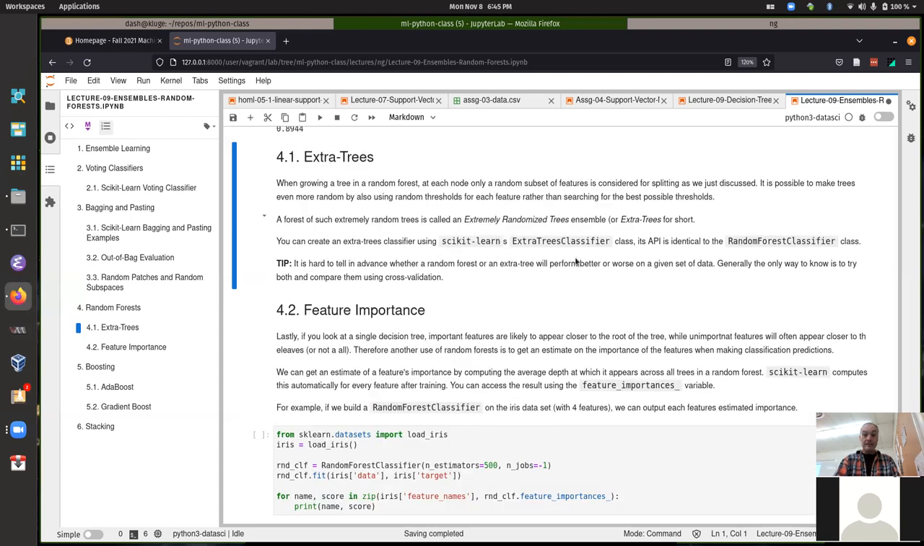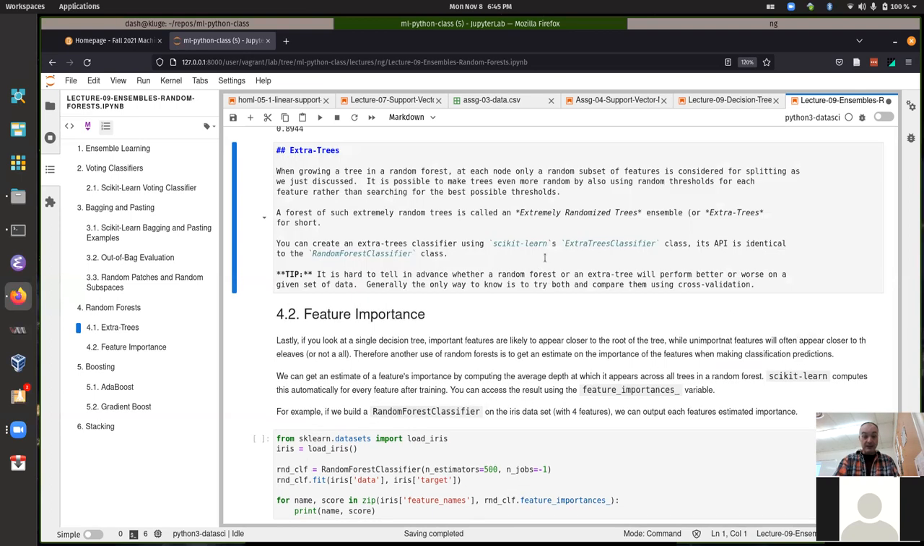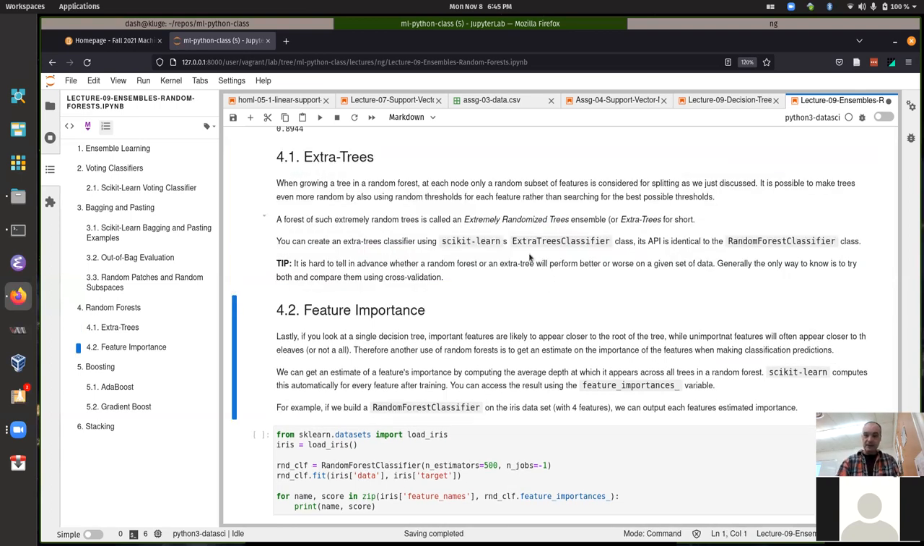Before I read our textbook here, I ran across these extra trees classifiers in scikit-learn. These are basically random forests with this randomization, extremely randomized trees.